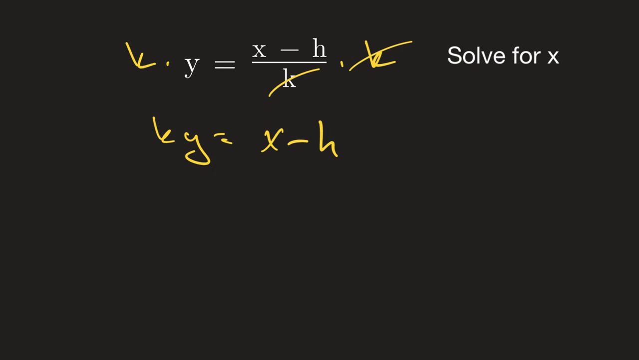If we're solving for h, what still needs to go away? The h. How do we get rid of the h? That is x minus h. How do we undo subtraction? We undo subtraction with addition.